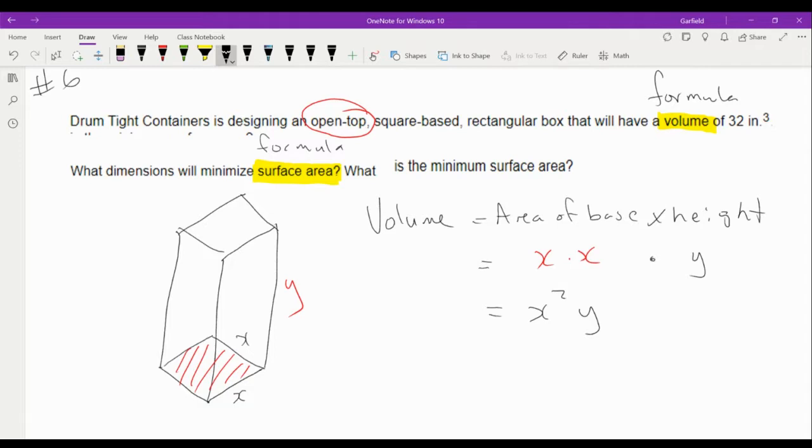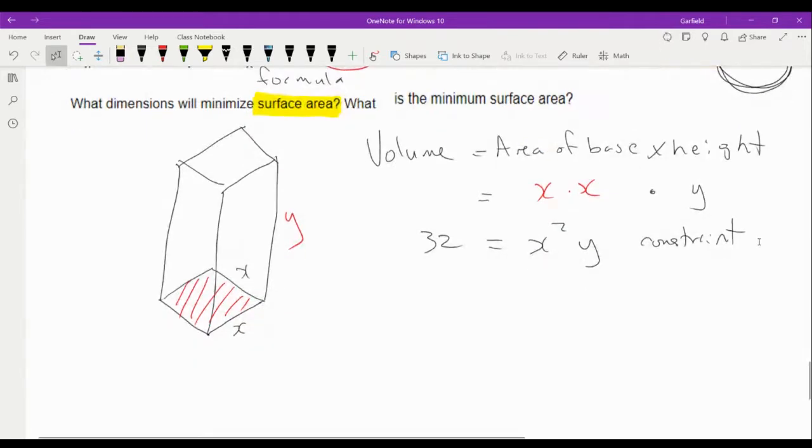And they told us a value for the volume, so we know the value for that is 32. So this is our constraint, because we know we're minimizing the area. So let's find the area. All right, let's start with the base. What's the area of the base? X squared.